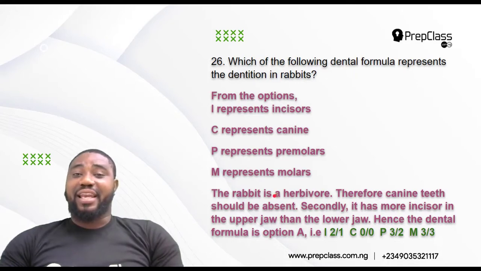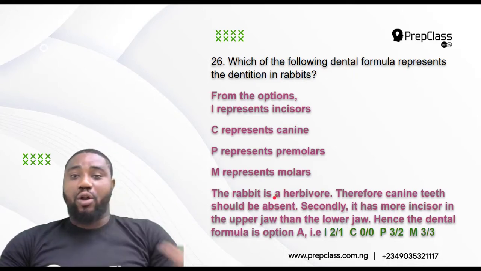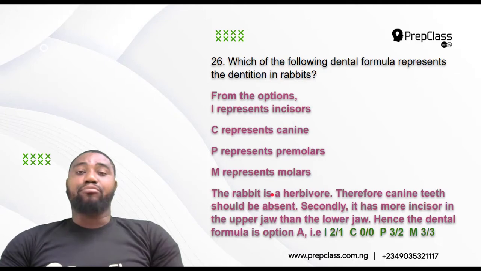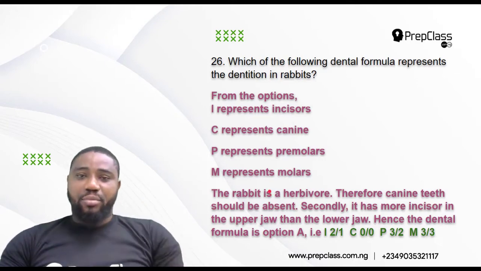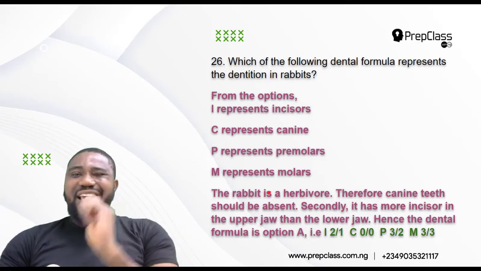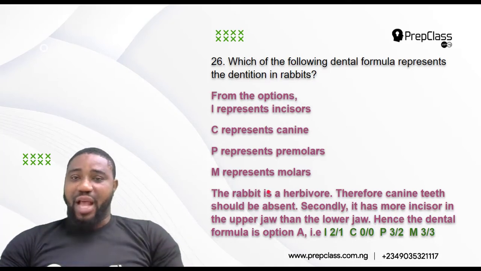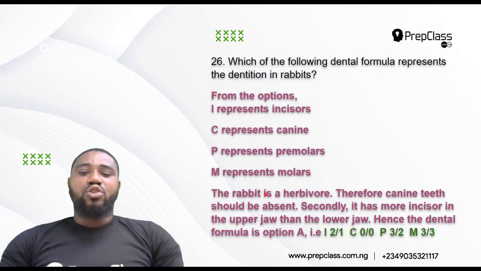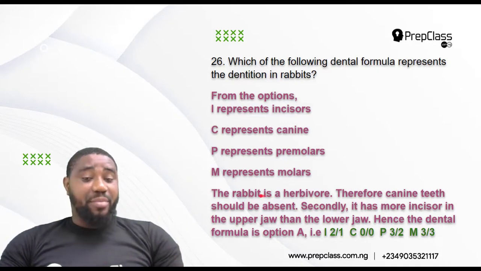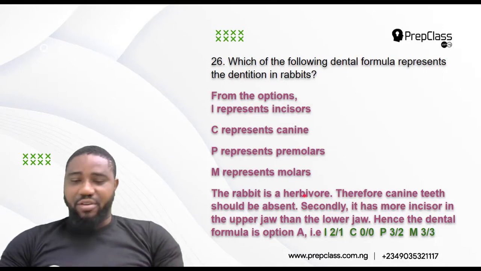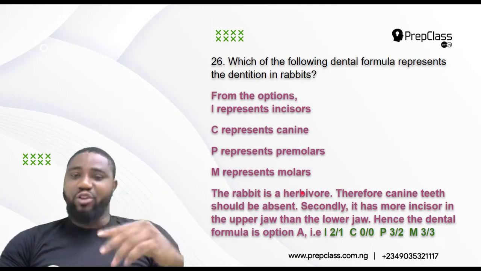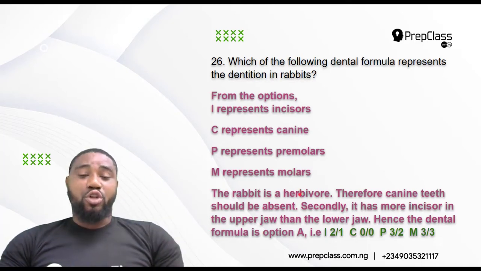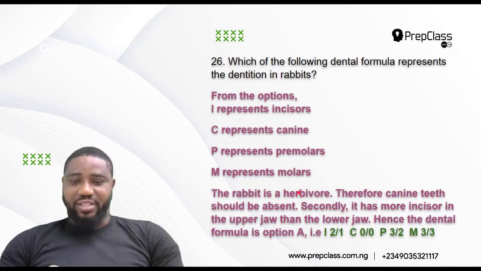in some animals like lions and baboons, it is very long, because that canine is for tearing flesh. That's the function of the canine. So since the rabbit is a herbivore, it does not feed on flesh, so it doesn't need canine for tearing flesh. So canine will be absent. That's number 1. Because of that, the canine will be 0 over 0.